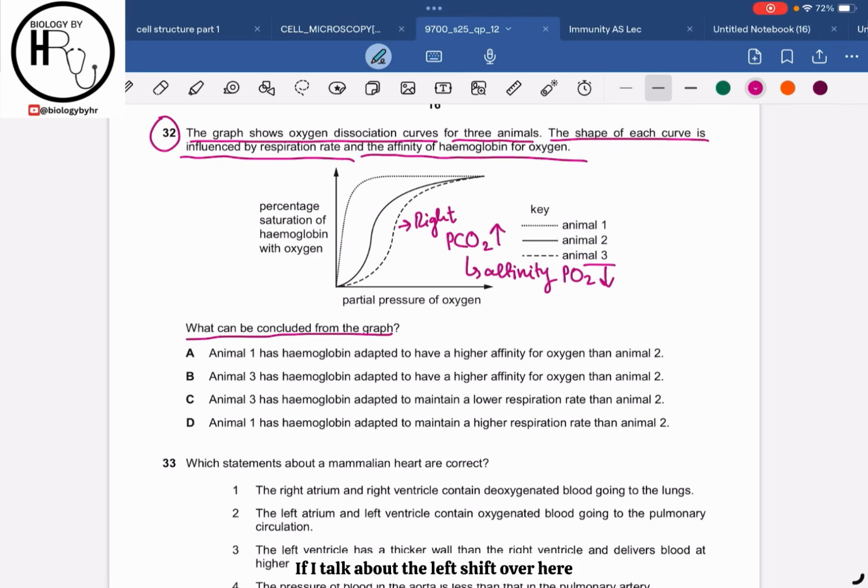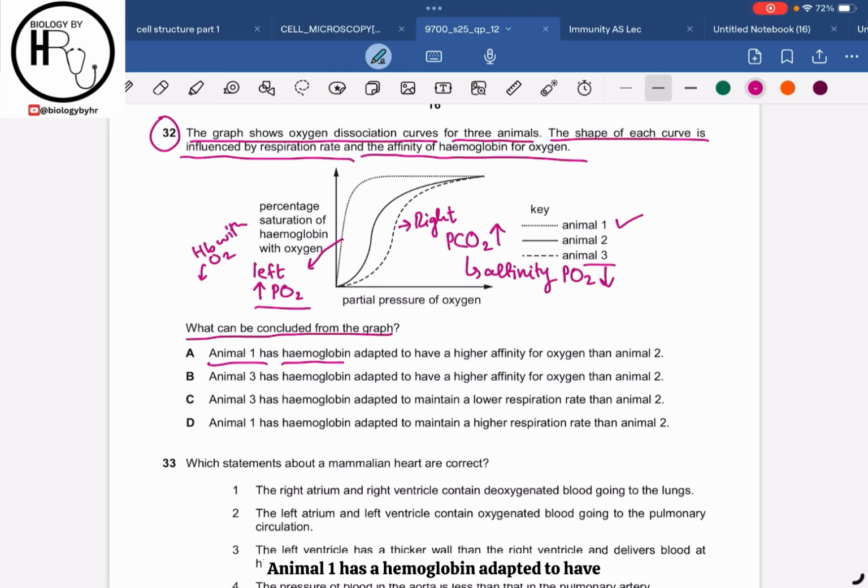If I talk about the left shift over here, which is for animal 1, the left shift occurs when the partial pressure of the oxygen is greater. And as the partial pressure of the oxygen is greater, there is more affinity of the hemoglobin with the oxygen and it promotes the dissociation of the carbon dioxide from the hemoglobin, right? So this is about the right shift and the left shift. Now let's read the options one by one.